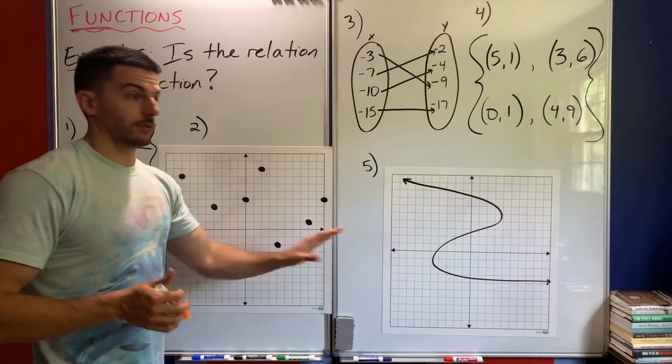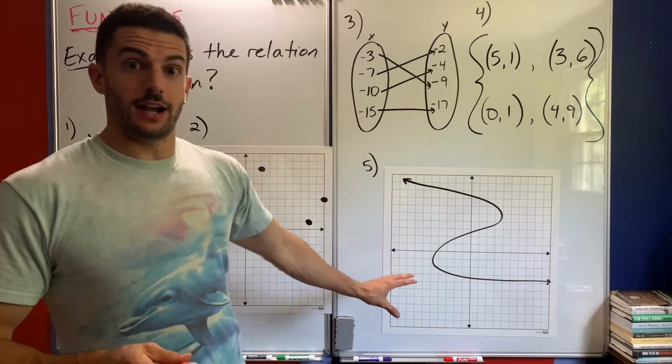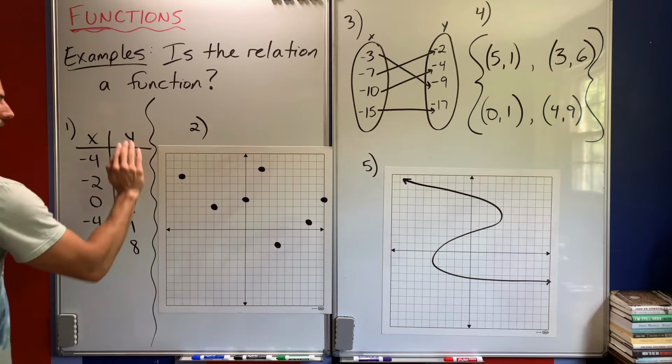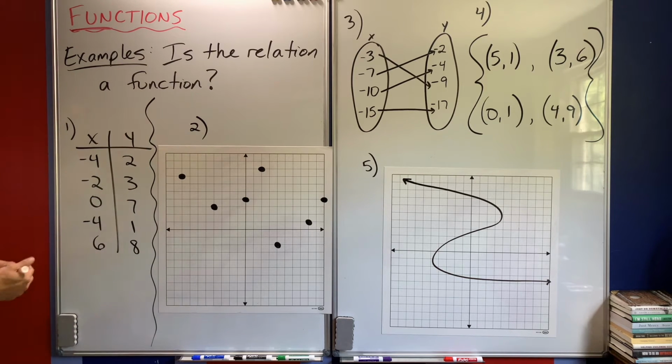Or with a graph, does it pass that vertical line test? So number one, we look at this. Go down the line. The y values don't matter. The y values you could even just cover up. Just pretend they're not even there. It's just the x values.